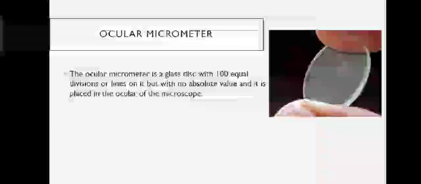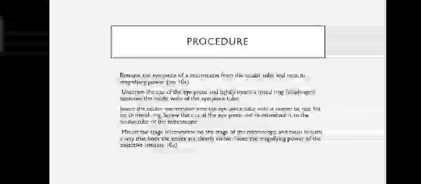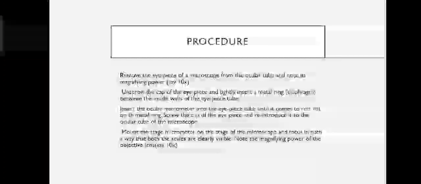Calibration of ocular micrometer to stage micrometer. Micrometric calibration involves finding out the absolute distance on the stage micrometer corresponding to one division of the ocular micrometer scale. From this, the value of one division in the ocular micrometer can be calculated. This value is called a micrometer value or calibration factor.